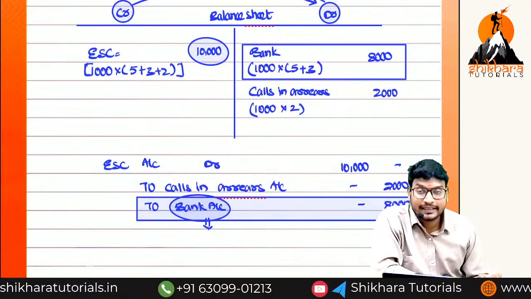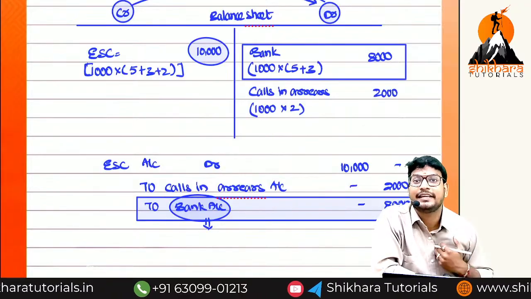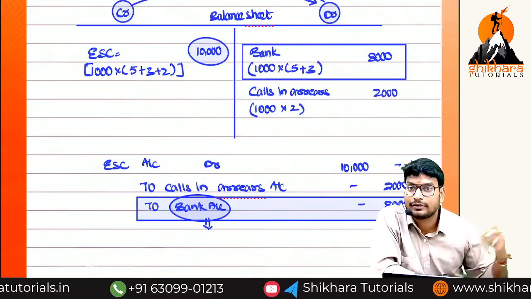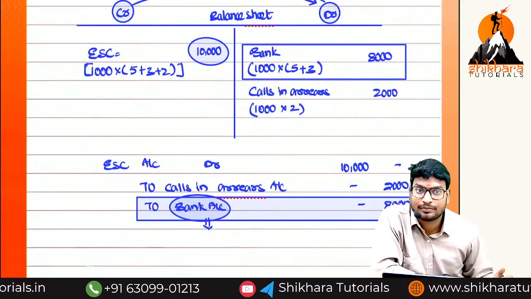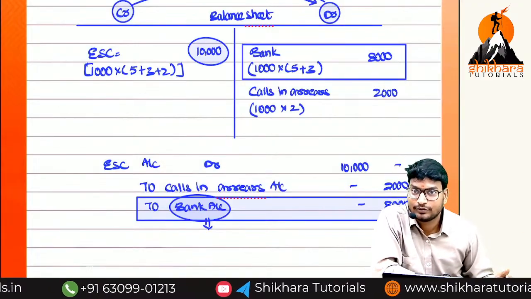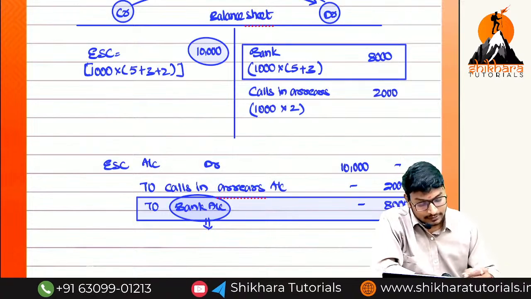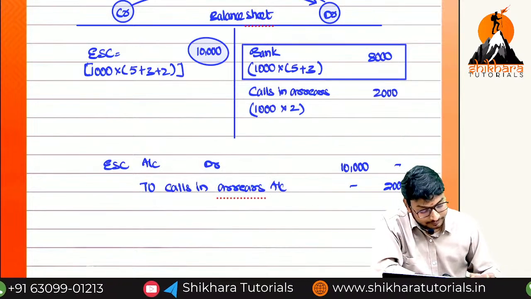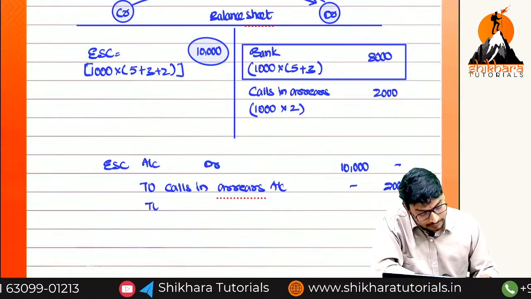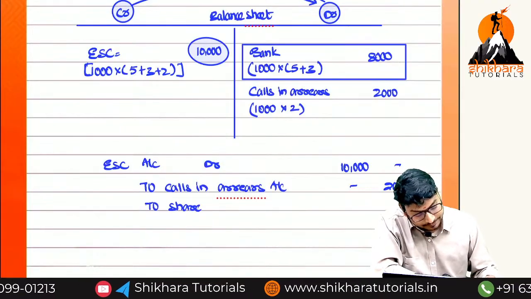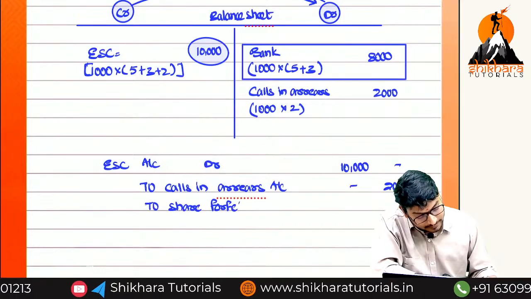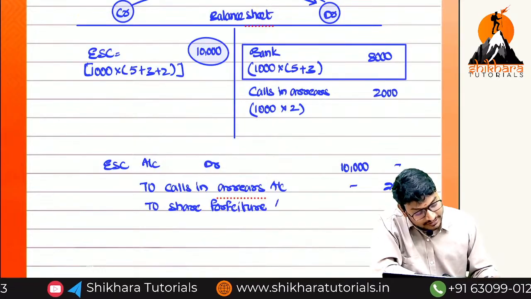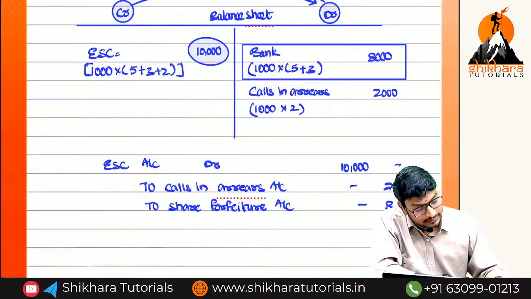Why we should not write the bank, ma? Because that amount is a gain for us. We should not give it to that particular person, that defaulting person. So that is the reason instead of bank, what we need to write, ma? Share forfeiture account. How much, ma? 8,000.